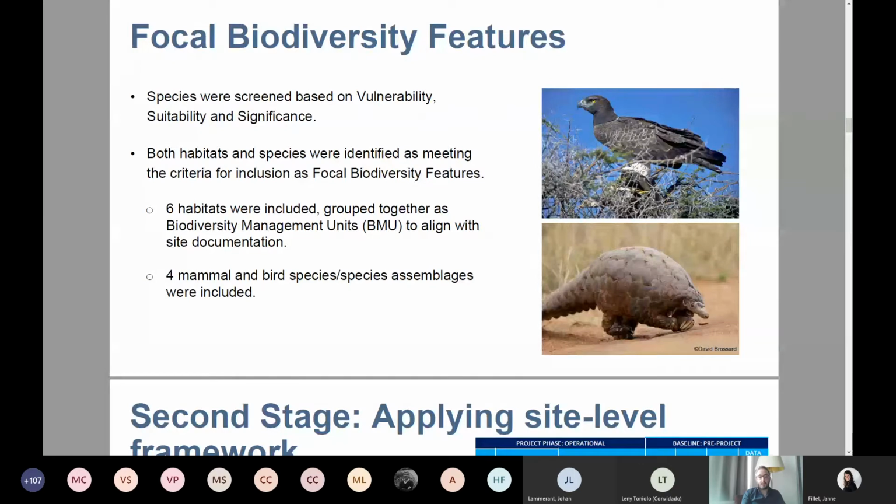And as part of this, we identified 6 habitats that were used as focal biodiversity features, and these were grouped together as biodiversity management units, and also 4 species or species assemblages, which were also progressed to be focal biodiversity features. Next slide.